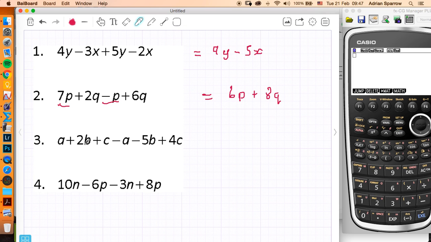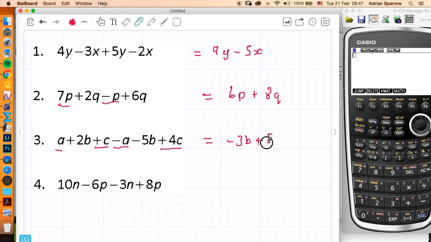Okay, I've got A's, B's and C's in here, so I've got an A there and take away A there, so I've got no A's. A take away A, no A's. There's no need to write 0A, I can just leave it as it is. 2B take away 5B is minus 3B. And I've got 1C, add another 4, which gives me plus 5C.